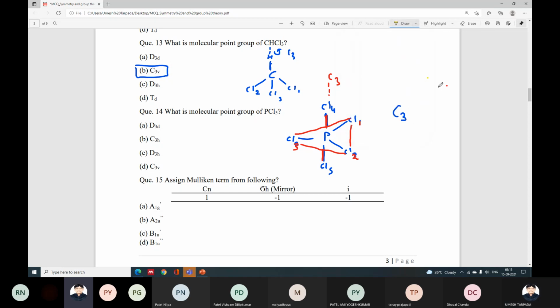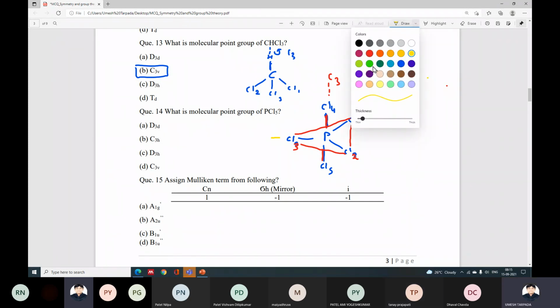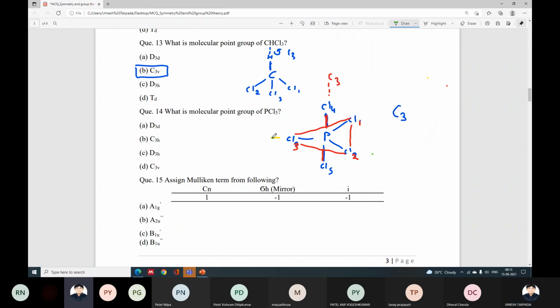Okay. And how many C2 are there? So there are 3 C2, which are in the plane of board, which are perpendicular to the plane of mobile. This is 1 C2. If you give rotation at 180, then Cl1 can change their position to Cl2. Cl4 and 5 can change their position. This is second C2. This is third C2. So there are 3 C2 which are perpendicular to C3 and therefore symbol used is T3.